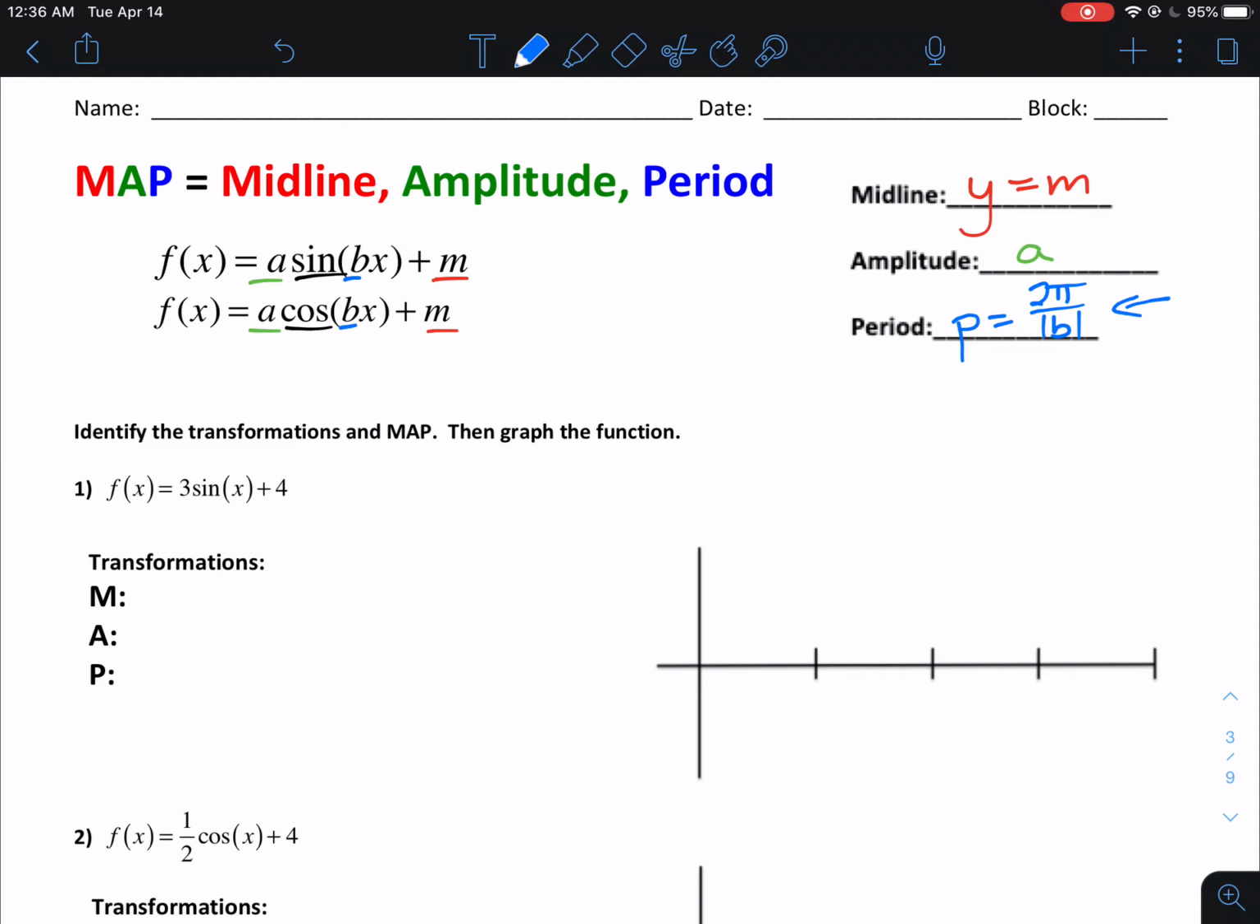Okay, so let's talk about how we can use those to make graphing quite a bit easier than what we did at the start of this video. For the next 3 examples, we're going to identify the transformations and what we're going to abbreviate MAP, so the midline, amplitude, and period, and then we're going to graph each function.